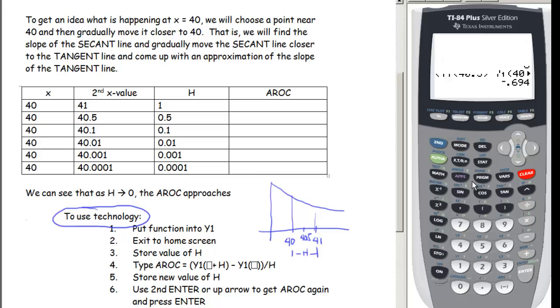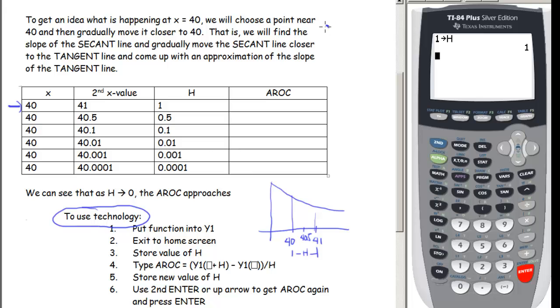Now, the next thing we're going to do is store the value of h. Let's try to fill in the first part of this table. Our value of h is 1. To store a value, I first type the value, so I type 1, and then I press this store button right here, right above the on key. Then I need to tell it to store it in h, so I go alpha, and over here is where my h is, right above the division symbol, that caret. Then I press enter. So I've stored my value for h. And now we're going to type in our average rate of change.